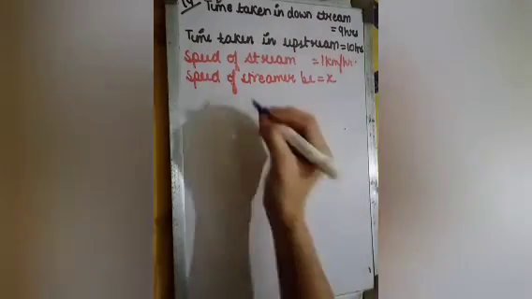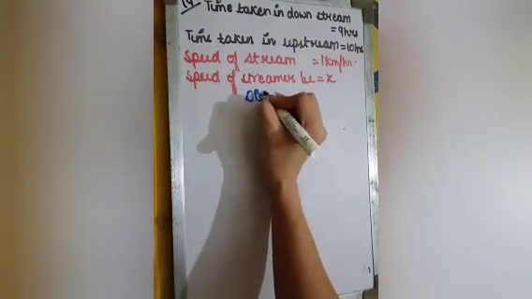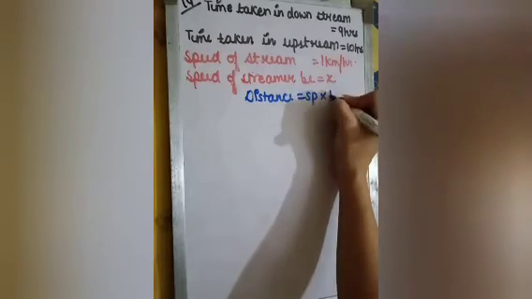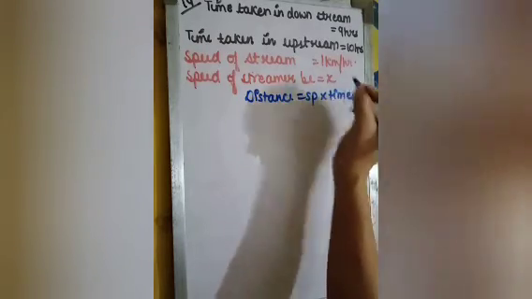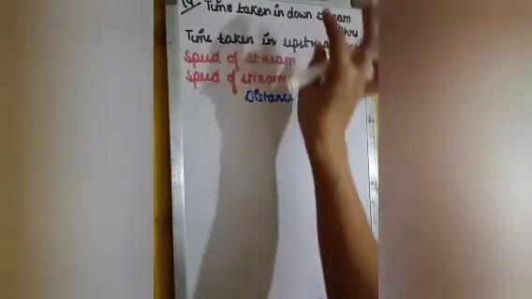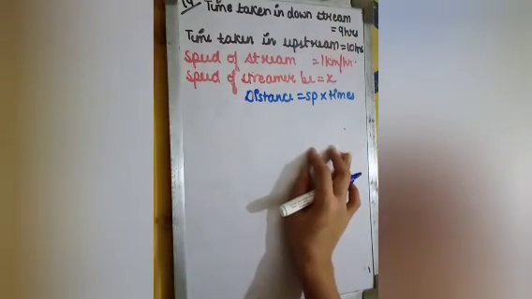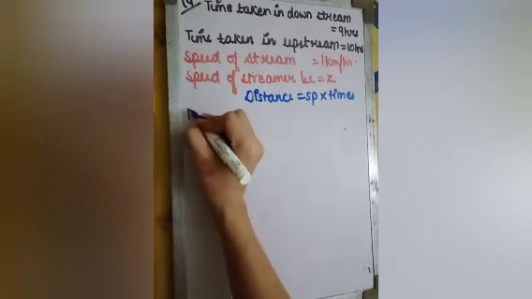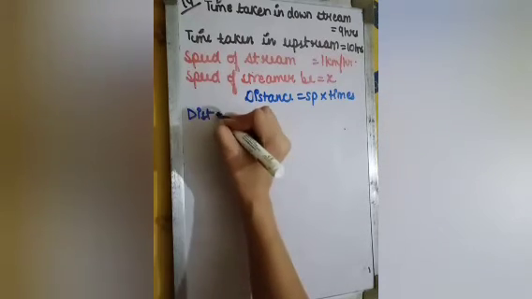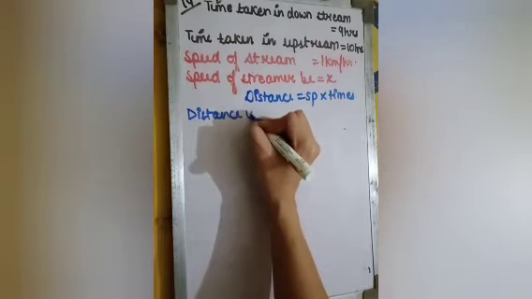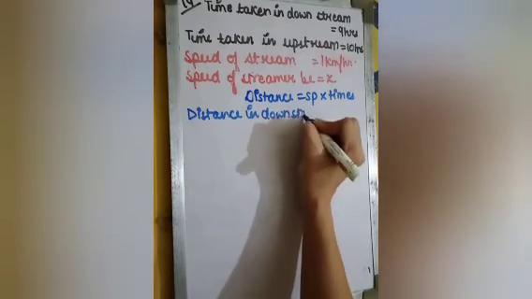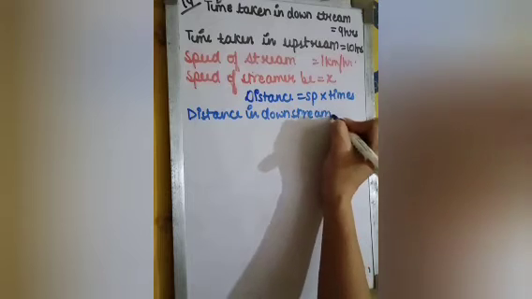So now we know distance equals speed into time. Now they are saying the distance is the same in both downstream and upstream, right? So first write distance in downstream first. What is the speed in downstream?